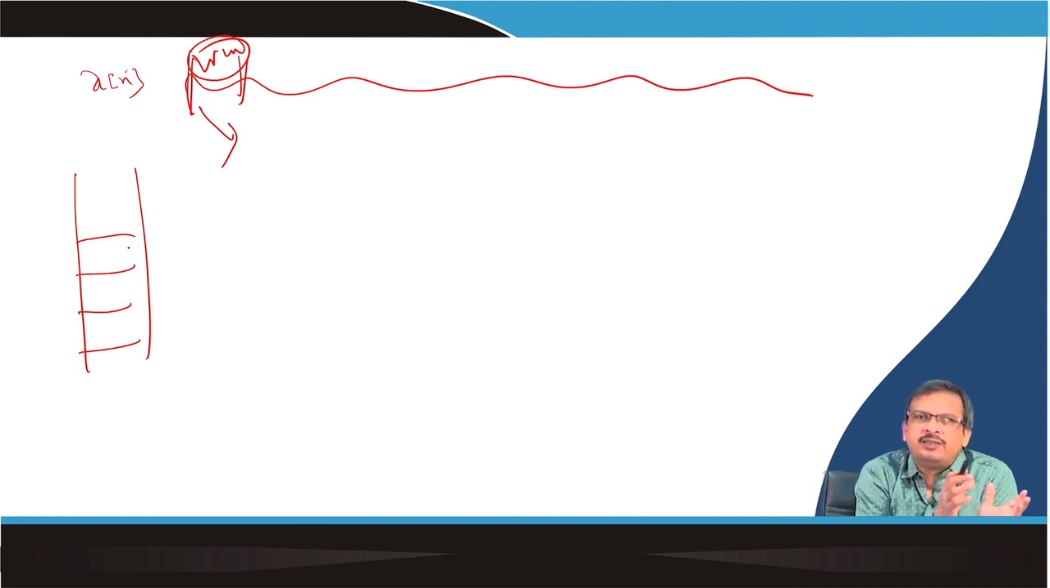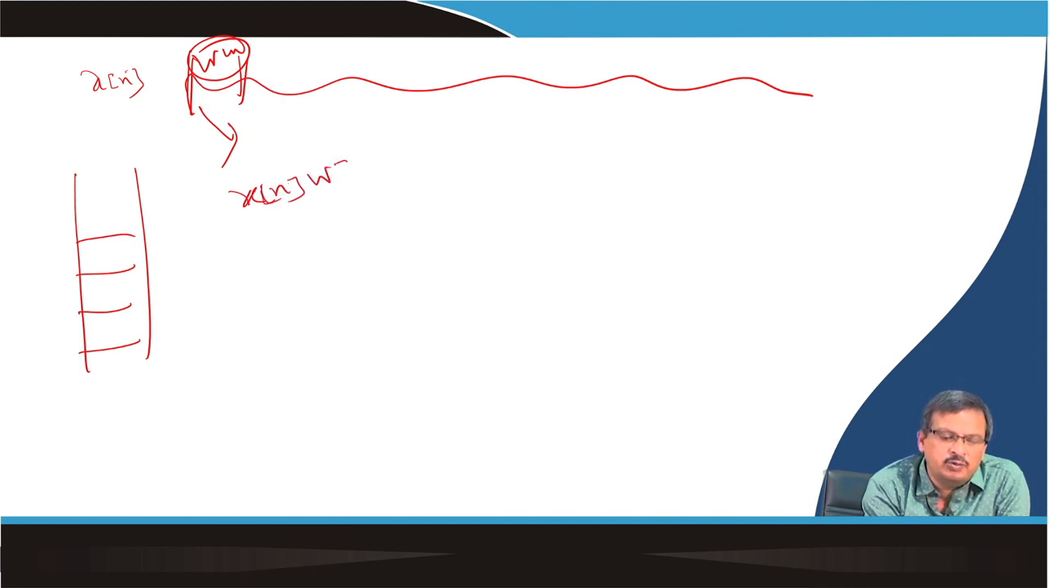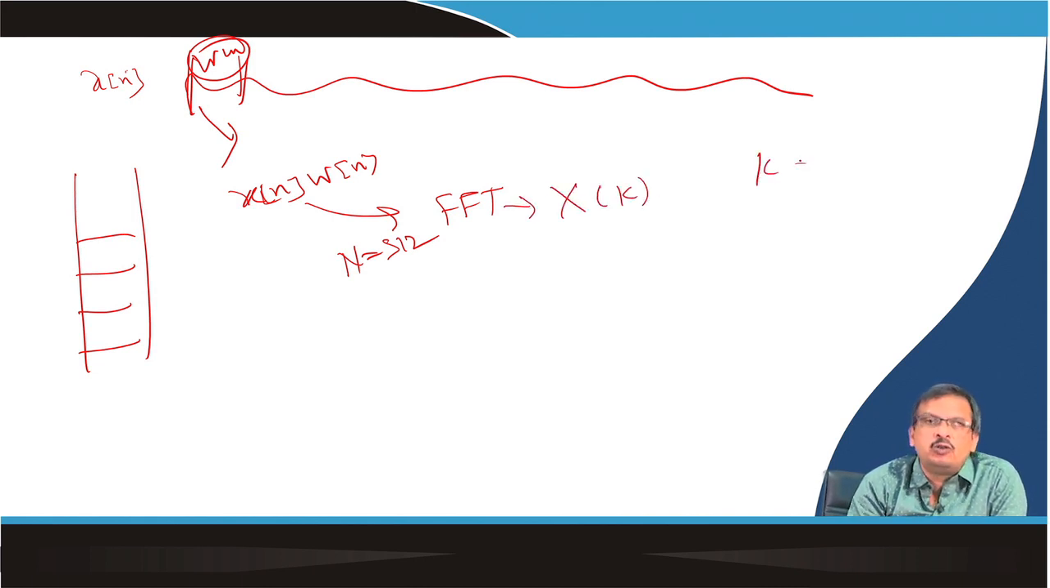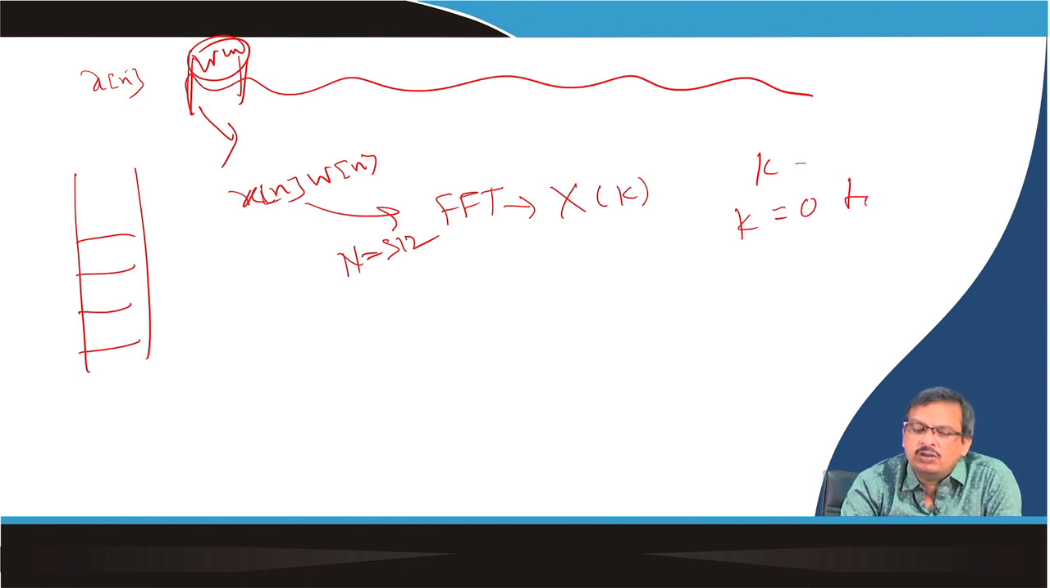So, I implement this rectangular window. I first get x of n, then multiply with w of n, then pass it through the FFT algorithm, which implements the discrete Fourier transform. Let us say N is equal to 512. Then once I get that, I get X of k, which varies from 0 to 512. I do not require the last portion, so I can say k equal to 0 to 512 divided by 2 is sufficient.